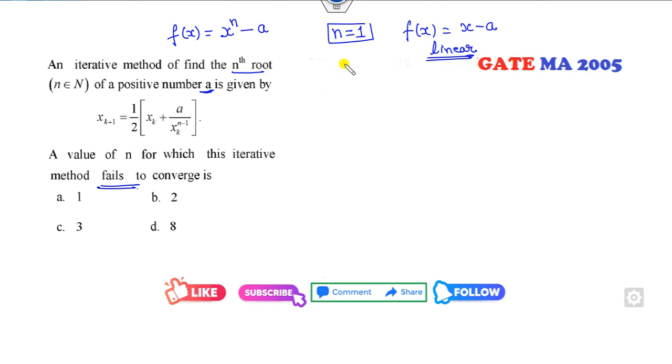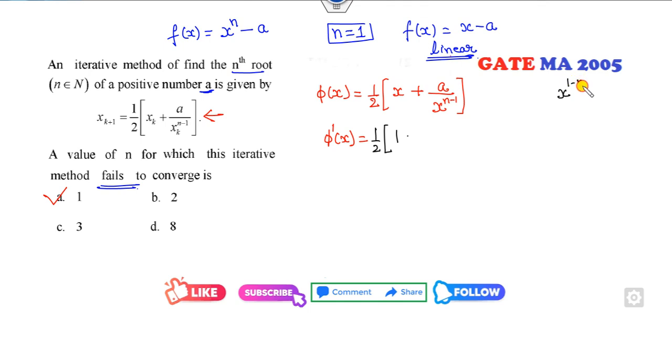Fine. So once it's linear, and you know this is the fixed point iteration method, it works only for the non-linear. So this is the only right answer. Otherwise, you can see phi of x is x plus a over x raised to power n minus 1. I can check this phi dash x. What is phi dash x? Half, and I can take this number as 1 minus n in the upside. So it will be a 1 minus n divided by x raised to power n.